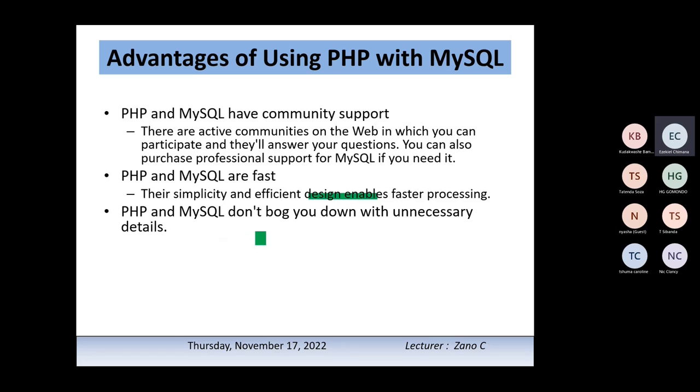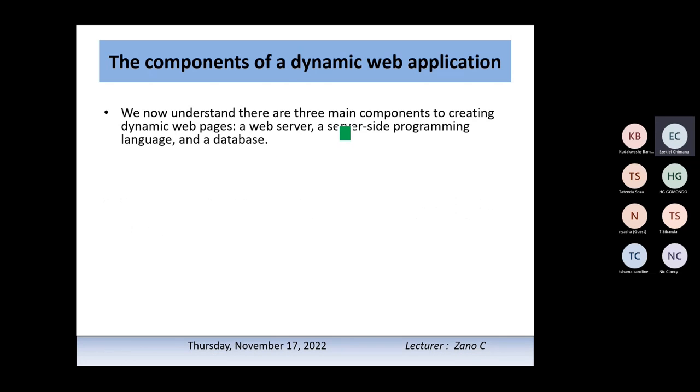So PHP and MySQL don't bog you down with unnecessary details. So, the components of a dynamic web application. What do we need for a dynamic web application? We now understand that there are three main components to creating dynamic web pages: a web server, a server-side programming language, and the database.